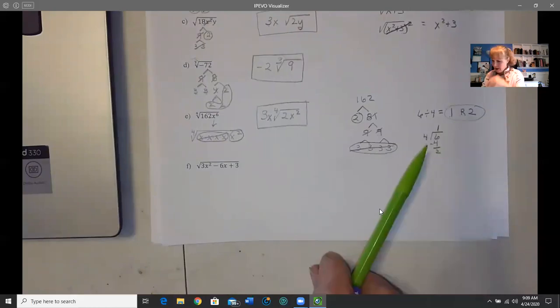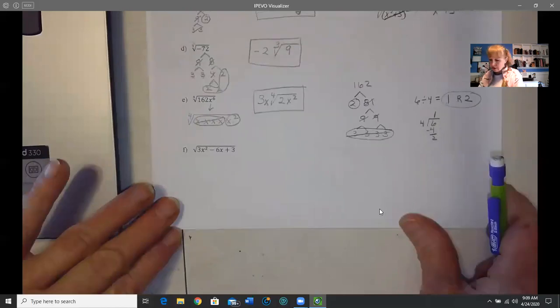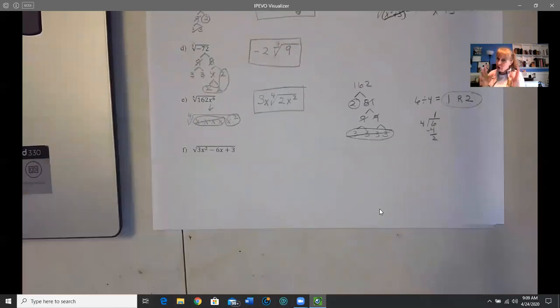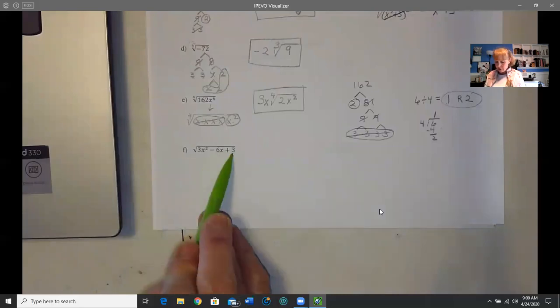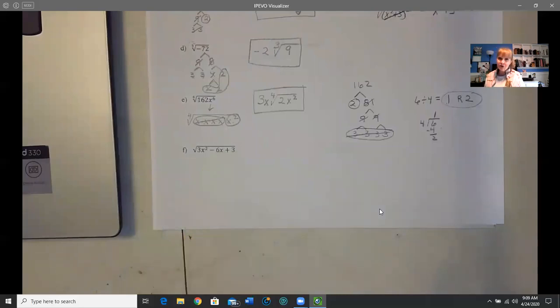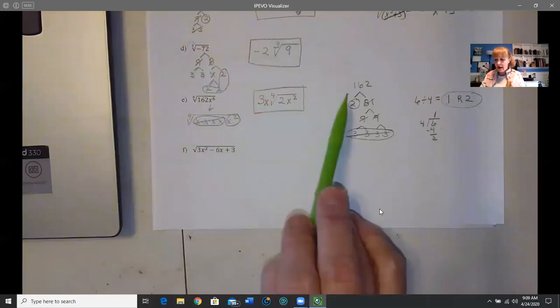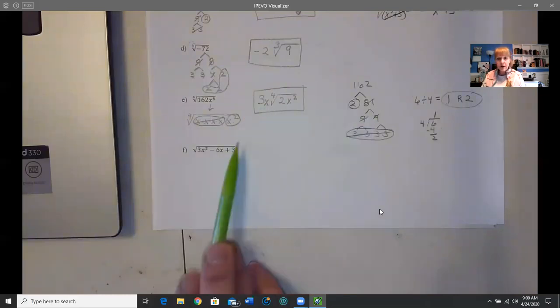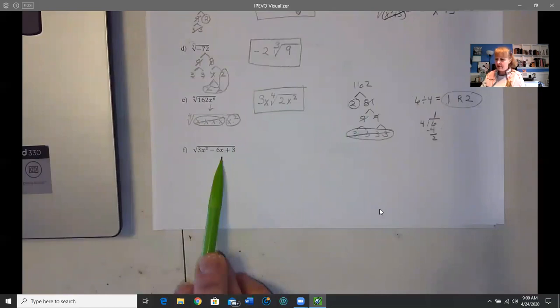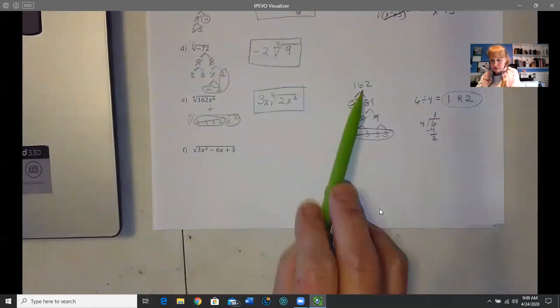So, okay. Let's look at this next one. Now we know that we cannot do these separately. So what we're going to do is we're going to have to factor it. Just like we factored the 162, we broke it down, we have to factor this one. It's just not quite as easy as factoring the numbers.